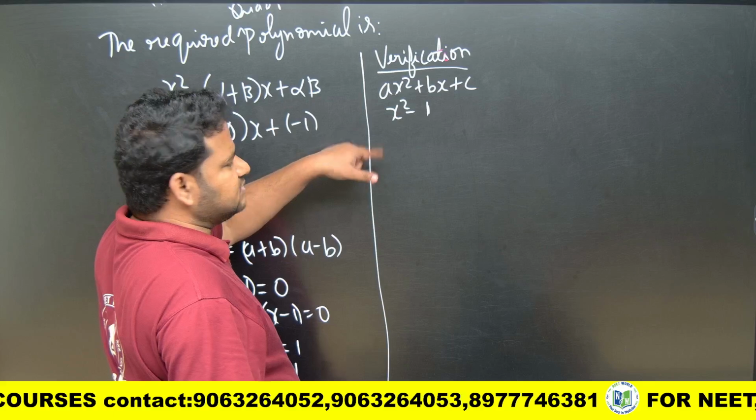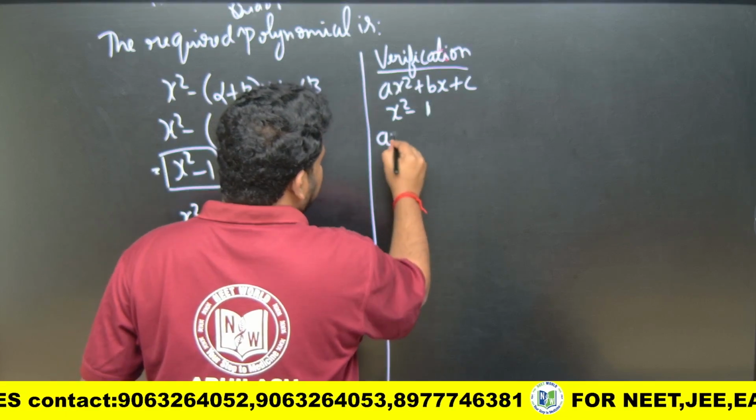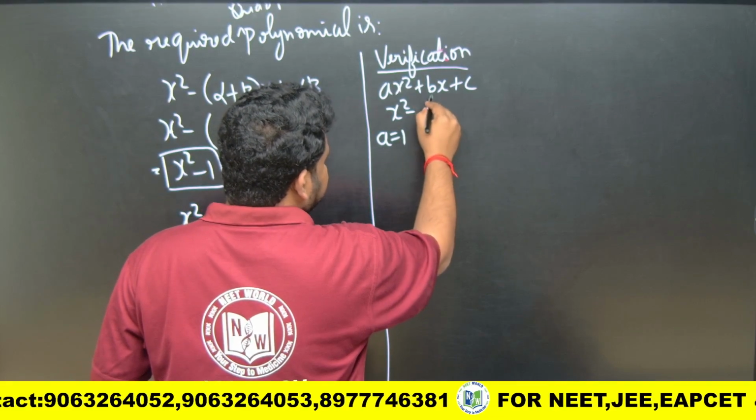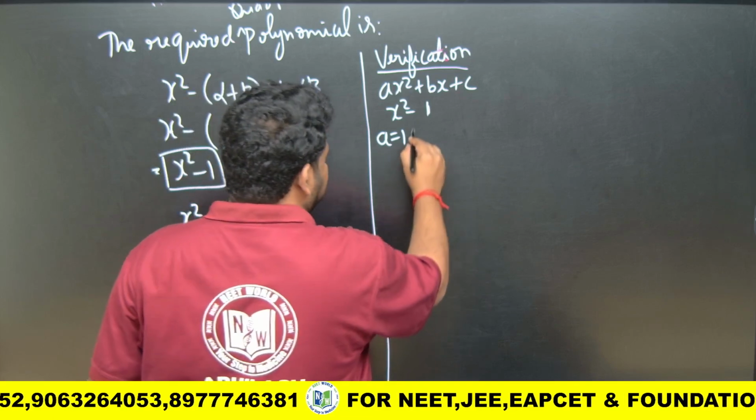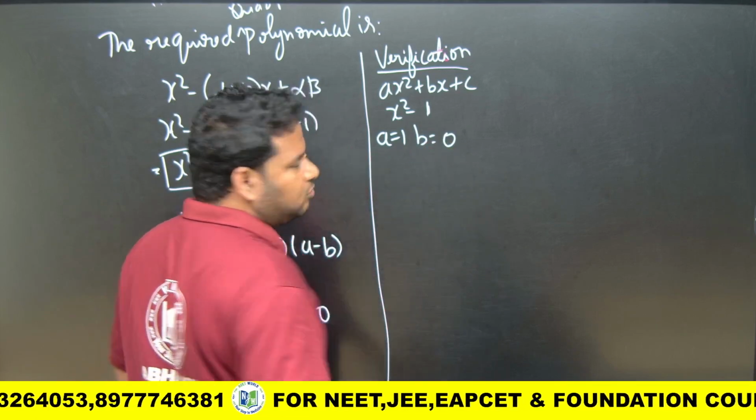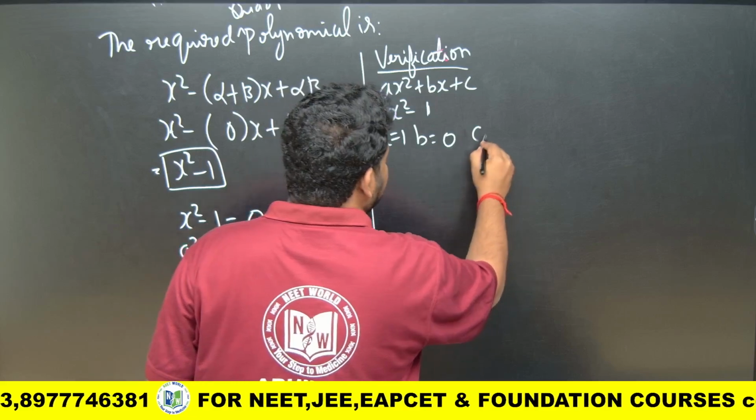Now, according to this, if I compare, I will get a is equal to 1. B term, that is x term is not there, that is nothing but you can write it as 0x. 0x means b will become equal to 0, correct? Now c will become equal to minus 1.